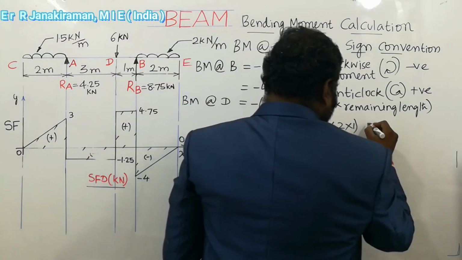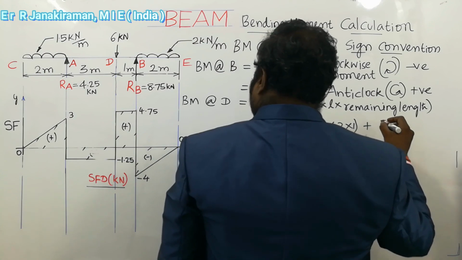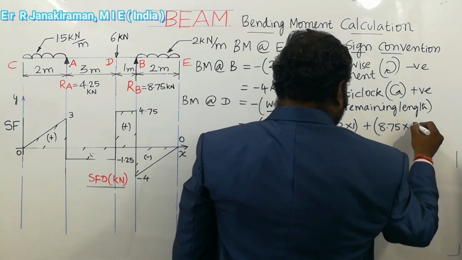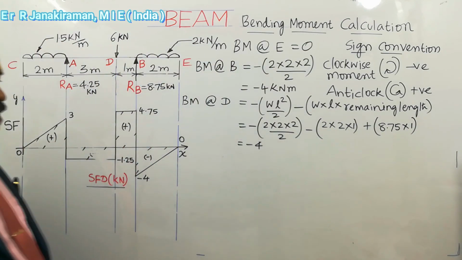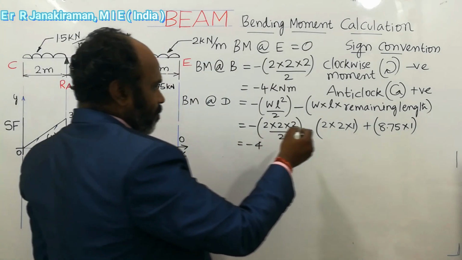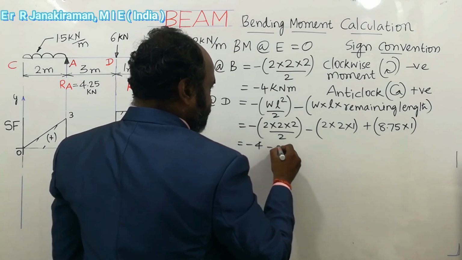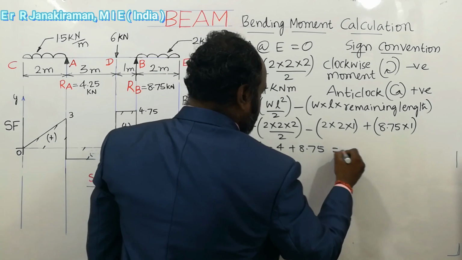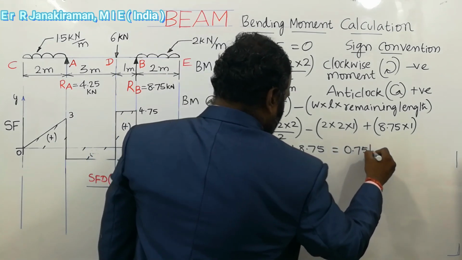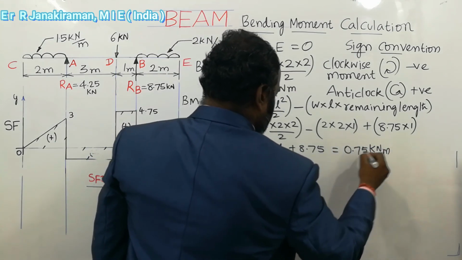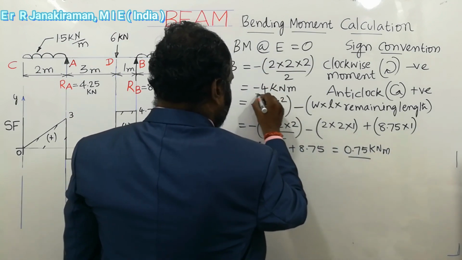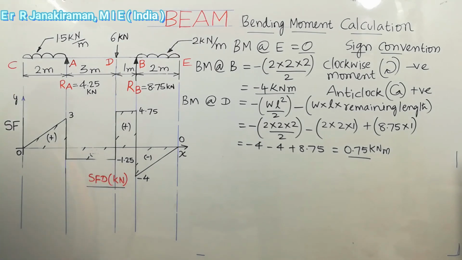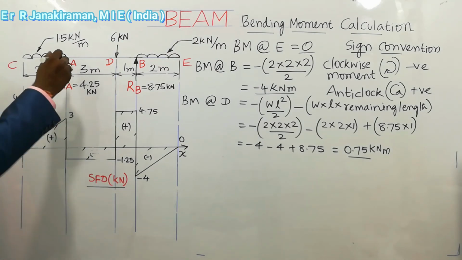Anti-clockwise is positive. So plus RB, 8.75 into 1. So minus 4 plus 8.75 is equal to 0.75 kilonewton meter. Here 0.75, here minus 4, and here 0. Okay, so next point is point A.